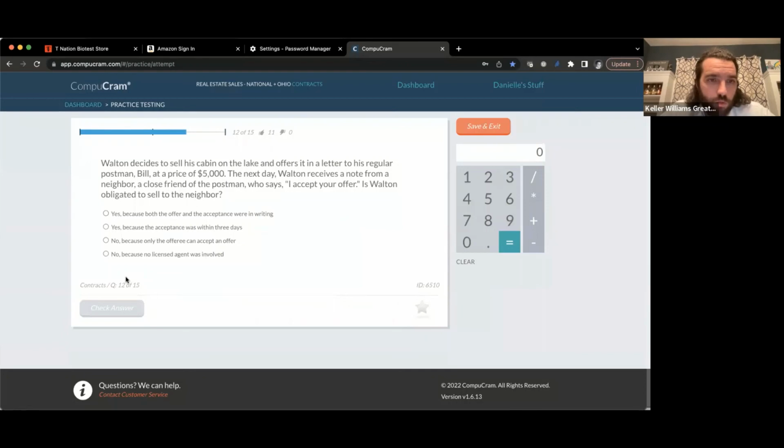Question number 12: Walton decides to sell his cabin on the lake and offers it to his regular postman, Bill, at a price of 5,000 American dollars. The next day, Walton receives a note from a neighbor, a close friend of the postman, who says, I accept your offer. Is Walton obligated to sell to the neighbor? A, yes, because both the offer and the acceptance were in writing. B, yes, because the acceptance was within 3 days. C, no, because only the offeree can accept an offer. Or D, no, because no licensed real estate agent was involved.